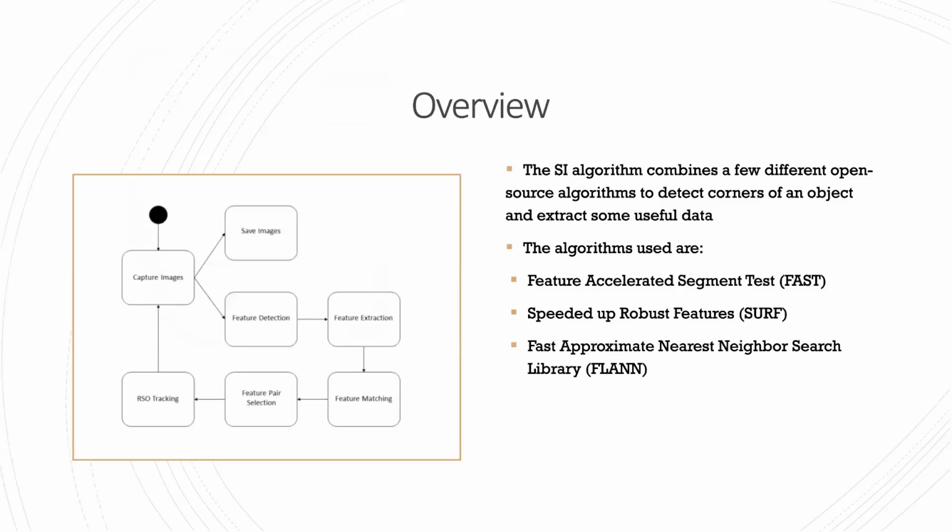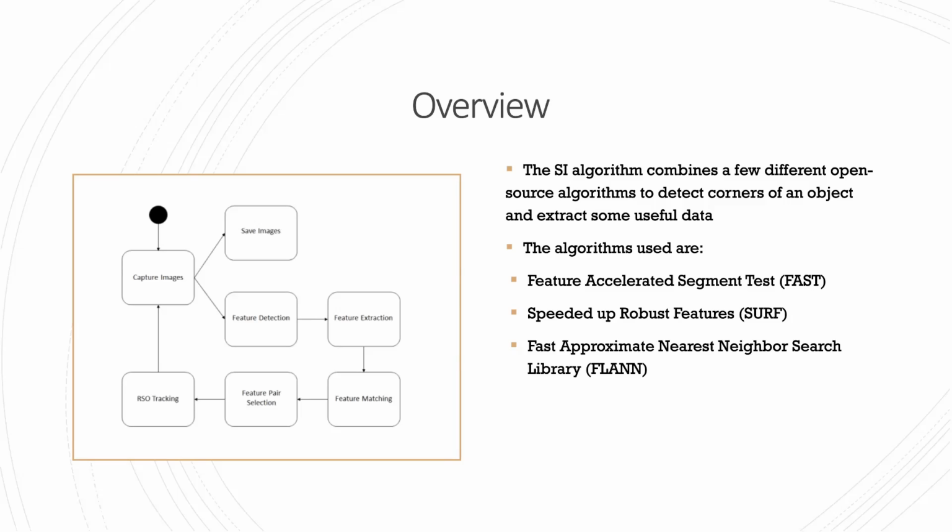So this is an overview of the subsystem algorithm process. You can see here it starts with capturing images. Then we go to feature detection, feature extraction, feature matching, feature pair selection, RSO tracking, and then back to images again. That's going to run repeatedly for each image. It's going to go back through that process again.